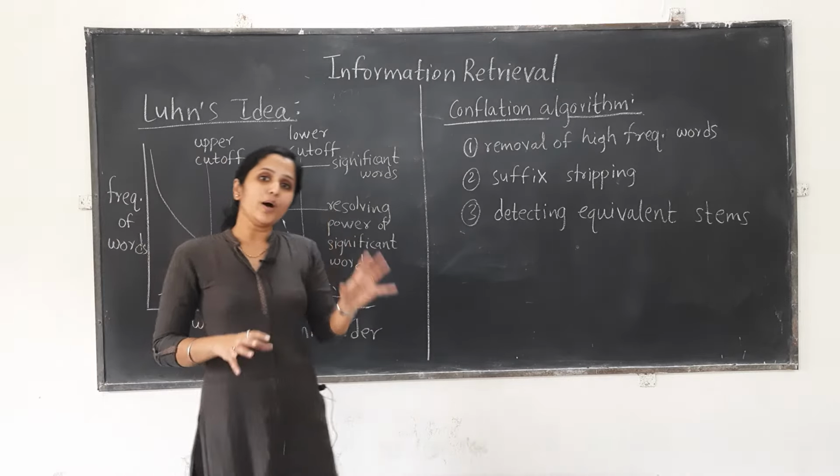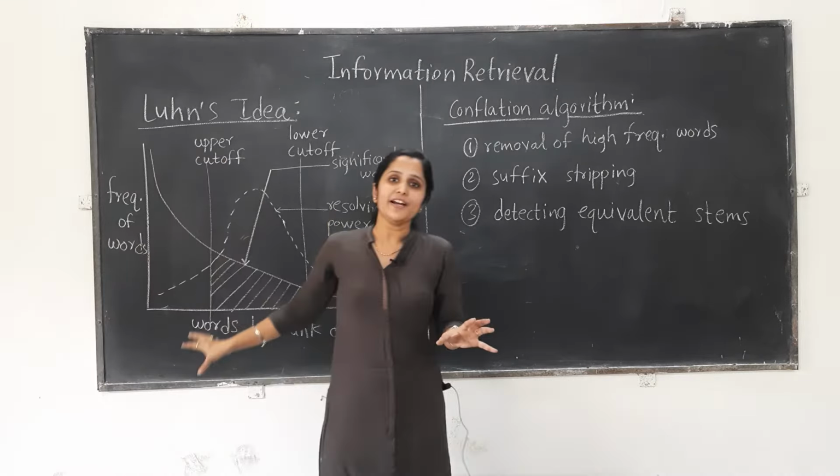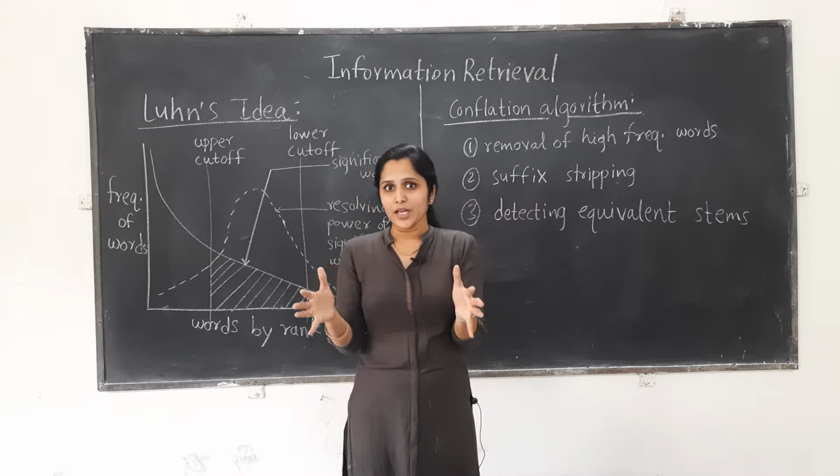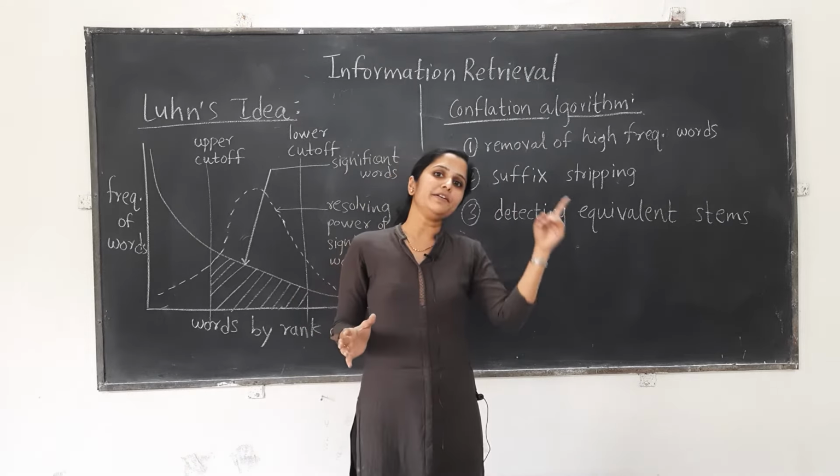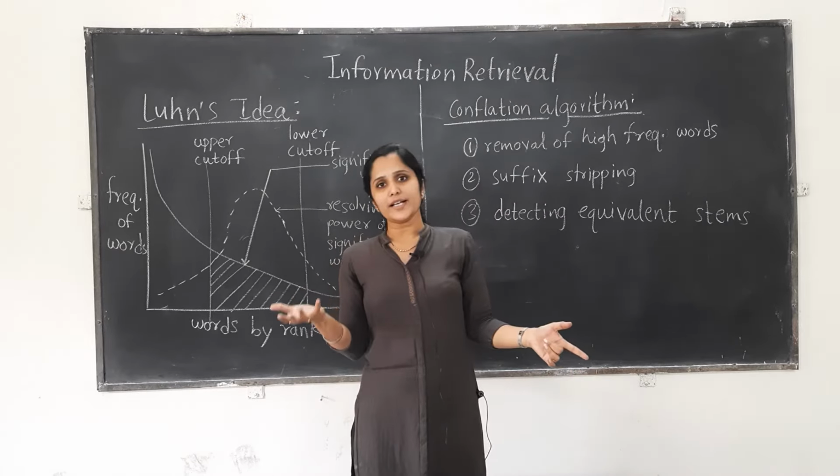But to identify these significant words, we have to have a certain algorithm or process to find them. The algorithm used for doing that is the conflation algorithm. What it does is convert the document into the form of a document representative. So, what exactly is a document representative?